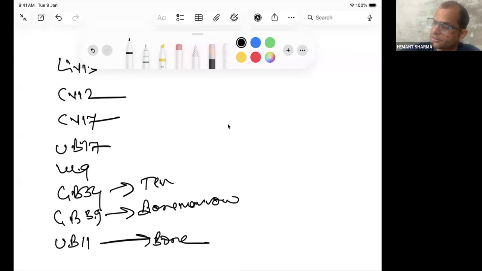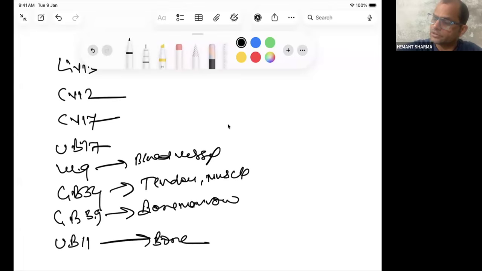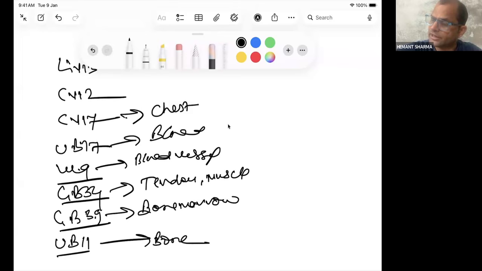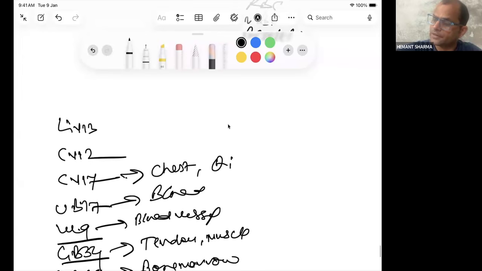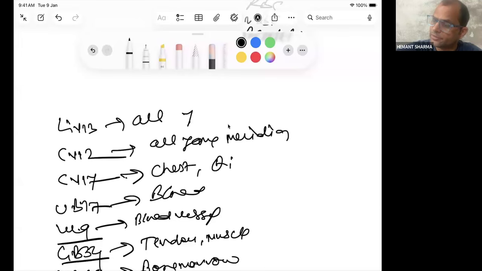This is for tendon, muscle. This is for blood vessels. So UB11 for bone, gallbladder 39 for bone marrow, gallbladder 34 for tendon muscle, lung 9 for blood vessels, UB17 for blood, CV17 for chest and chi, CV12 for all yang organs, all yang meridians. Liver 13 is for all yin meridians. Now remember these influential points.